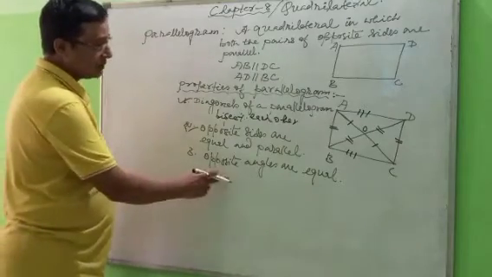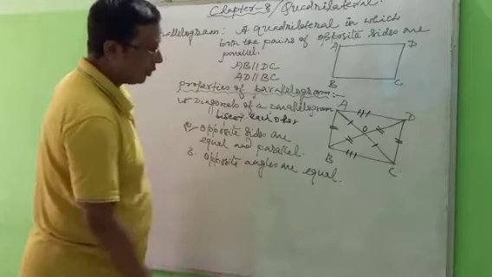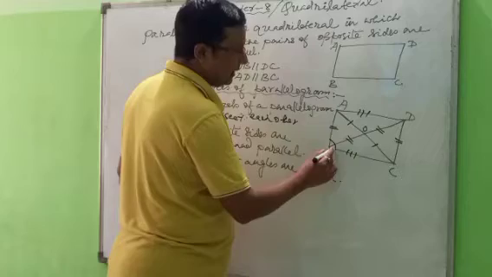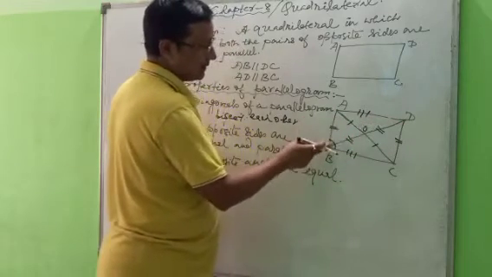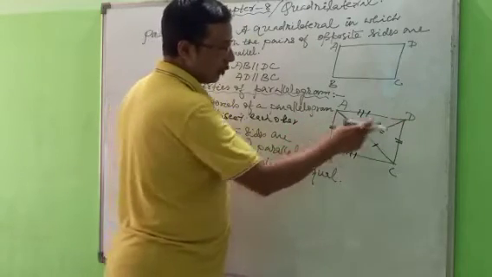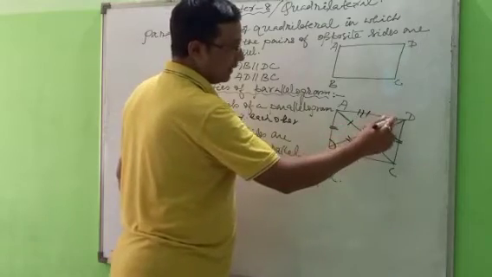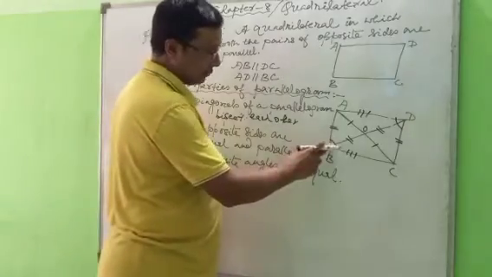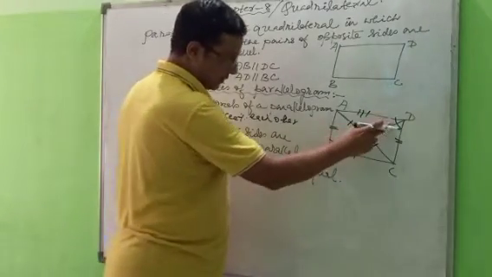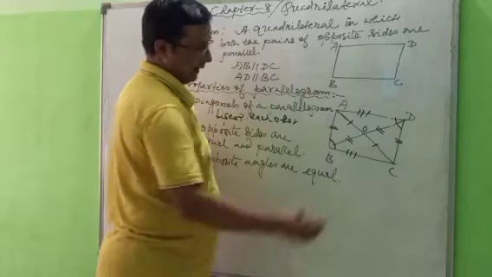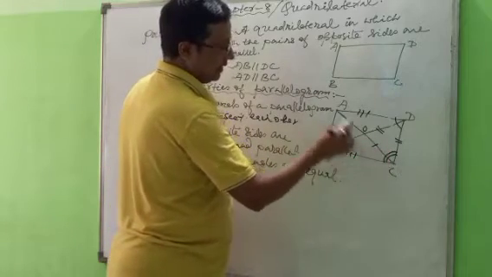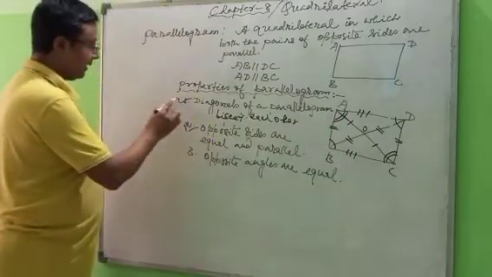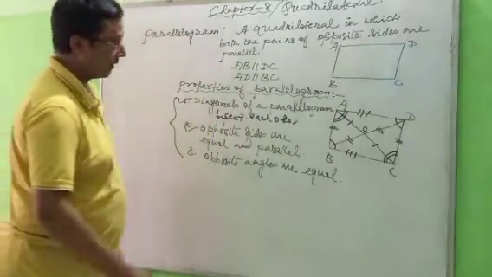Third point is opposite angles are equal. Now here the opposite of angle B is angle D. Angles B and C are called adjacent, they are not opposite. So the opposite of B is angle D, and the measurements of B and D will be the same, that means equal. Supposing this one is 60 degrees, this also will be 60 degrees. And then angle C equals angle A. So these are the three important properties of the parallelogram.